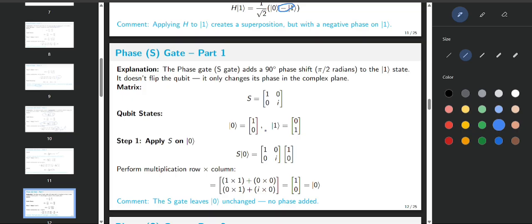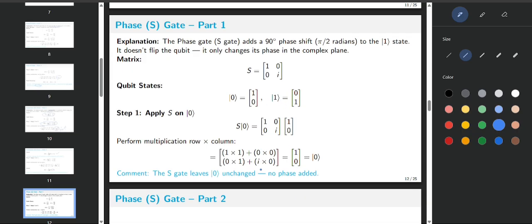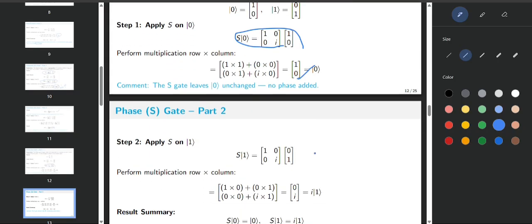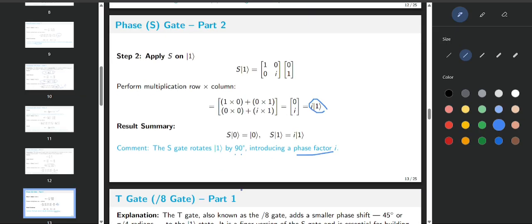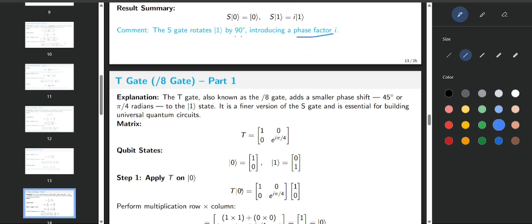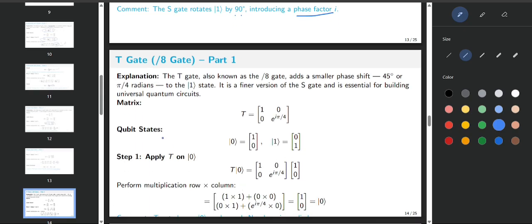Now the phase gate, which we call the S gate. What does it do? If you observe, it does nothing to ket 0. If you apply it on ket 0, you will end up getting ket 0, no phase, nothing. But if you apply it on ket 1, you will get i, which we call the phase factor. It is a rotation by 90 degrees on the Bloch sphere, which I will explain. Okay, so this is about the S gate.